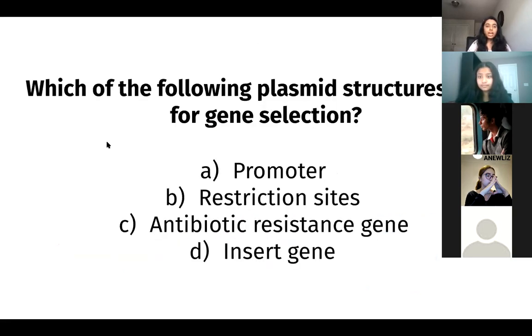So real quick, we have a question for you. Which of the following plasmid structures allow for gene selection? A, promoter, B, restriction site, C, antibiotic resistance gene, or D, the insert gene? Feel free to type in the chat what your guess is. And we will go over the answer in about a minute.